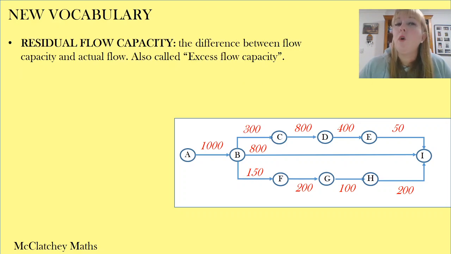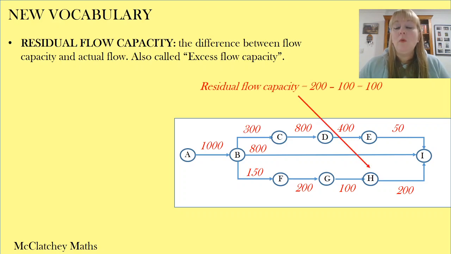We've also got something called residual flow capacity, and other textbooks call that the excess flow capacity. And what that means is the difference between the actual capacity of the pipe or the cable or the road compared to what's actually going through it. So if I look, for example, at vertex H, well, it has a capacity of 200 to come out of H, but only 100 can get into H in the first place. So the difference between the two is 100. So that means that there's this excess capability that H has of 100.